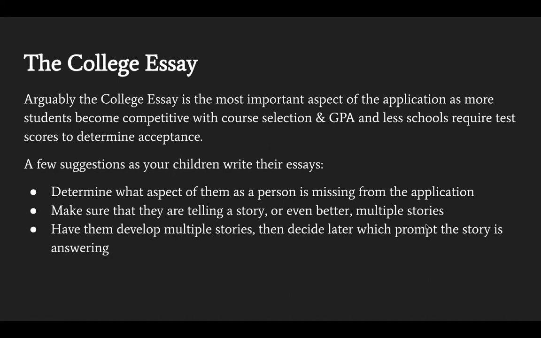They don't need to decide on the prompt first. Decide on the stories, then figure out which prompt you're answering. And why this is easy is that in the Common App, there are two prompts, the first and the last prompt, that are basically topic of your choice. So no matter what your child writes, they're still going to be able to submit it for the Common App under topic of your choice. If a school has an independent application, they're not in Common App, then more likely than not, if they actually require an essay, it's still going to be a topic of your choice.